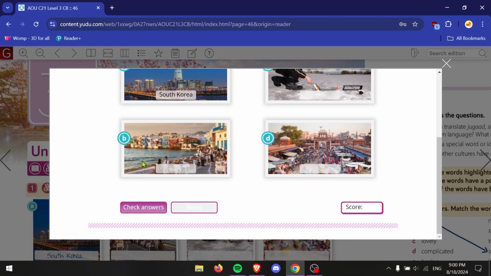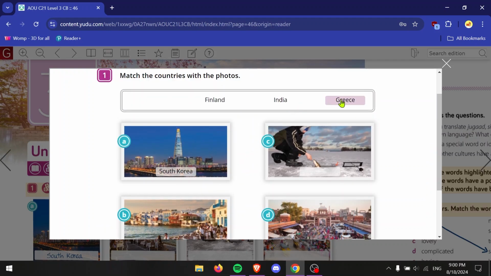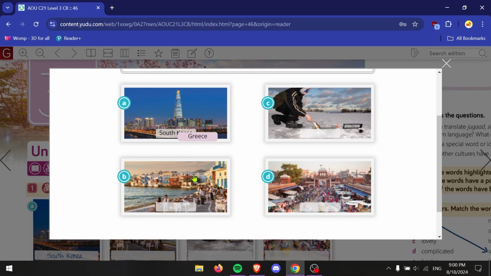For B, this one is pretty obvious to me because I know the blue buildings and the sea and the way people are dressed. This is Greece right away. I've seen this in movies. I haven't had the chance to visit yet, but I do have a few friends from Greece myself, and I've gotten pictures, so this is very similar.